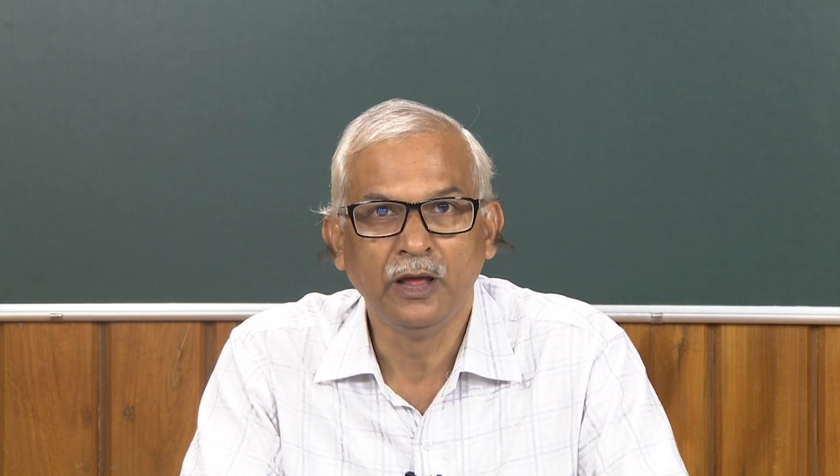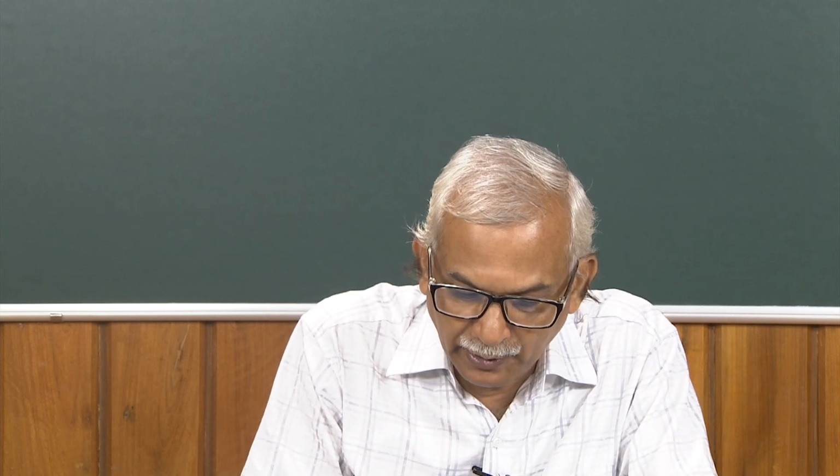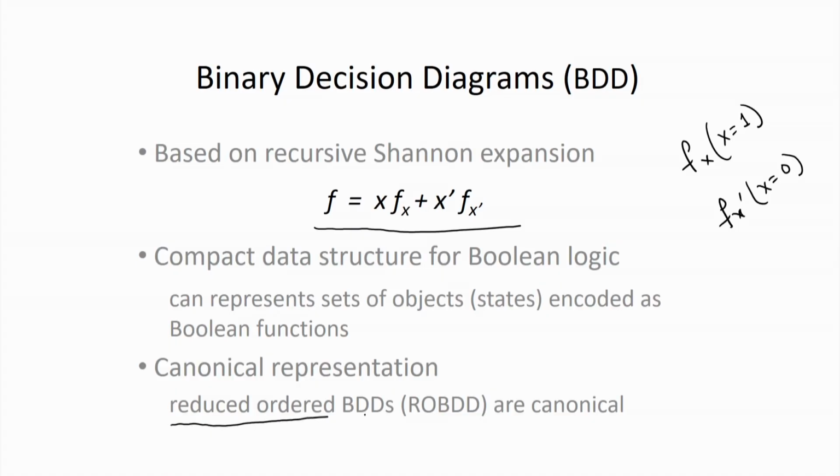We are going to discuss it, but you have to be very careful about it. It talks about reduced ordered BDDs. If it is a simple BDD, then we may not get a canonical representation. What does it mean? We may have several structures for the same Boolean function, but if it is an ROBDD, we are going to get a unique representation.